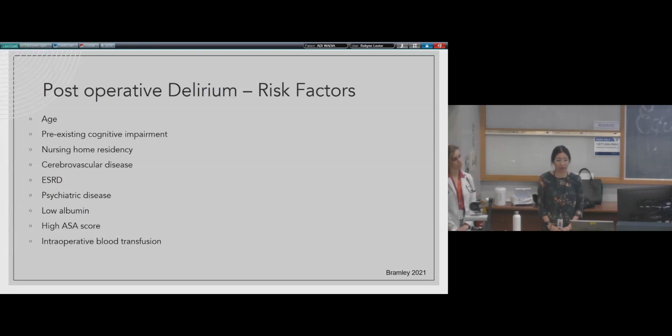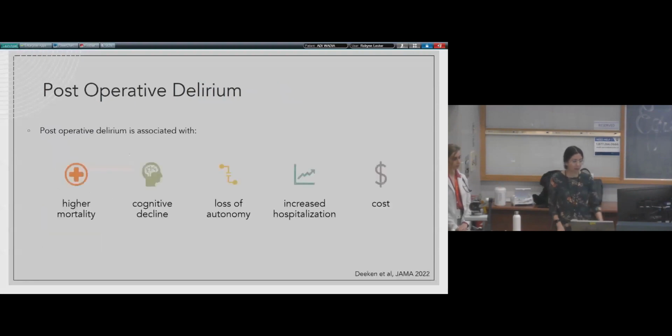So age and pre-existing cognitive impairment are some of the big ones. Also, patients who are from long-term care or who have cerebral vascular disease or end-stage renal disease are at higher risk, as well as malnutrition. Usually the low albumin is a substitute for that, having a higher ASA score, or requiring an intraoperative blood transfusion. Again, postoperative delirium is associated with higher mortality, long-standing cognitive decline.